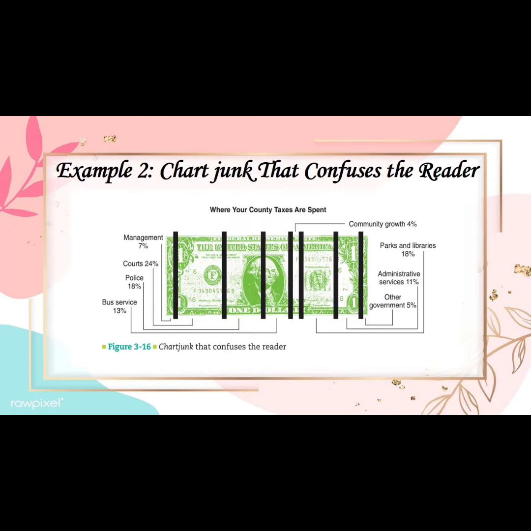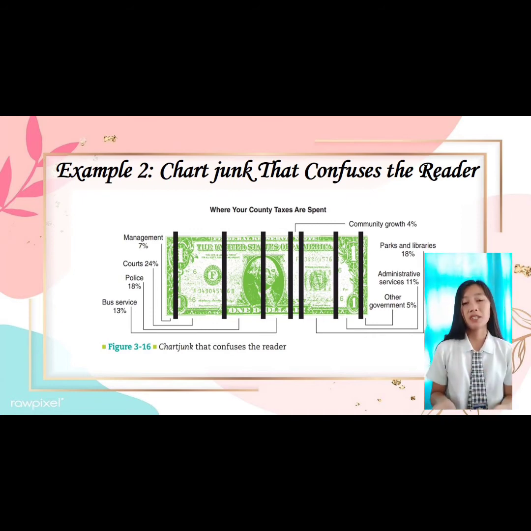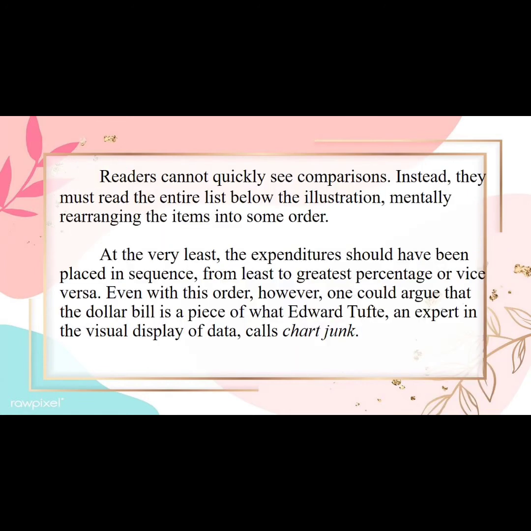Example number 2. Chart junk that confuses the reader. Figure 3-16 concludes a report from a county government to its citizens, where the dollar backdrop is meant to reinforce the topic, that is, the use to which the tax funds are put. In fact, it impedes communication. Readers cannot quickly see comparisons. Instead, they must read the entire list below the illustration, mentally rearranging the items into some order. At the very least, the expenditures should have been placed in sequence, from least to greatest percentage or vice versa.